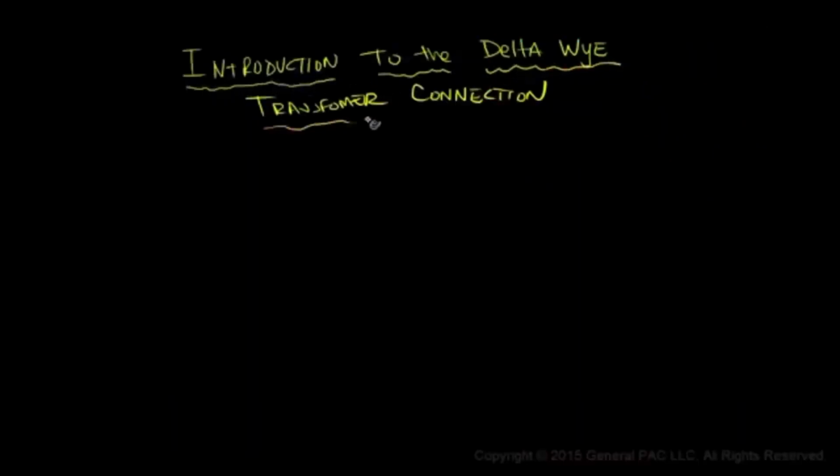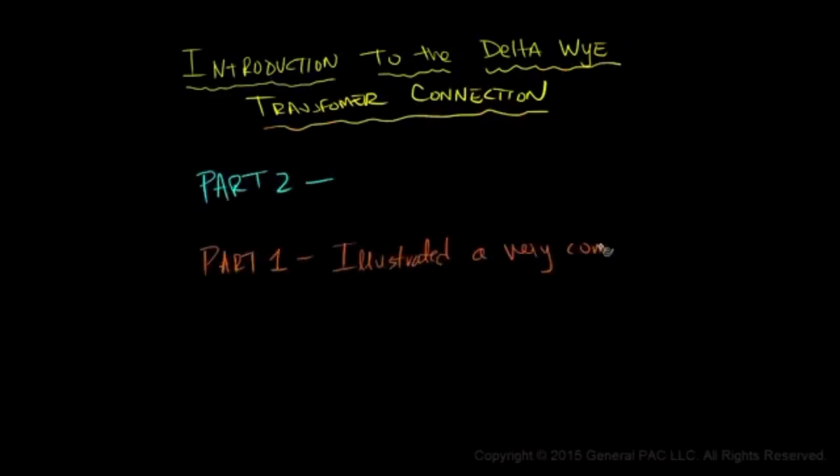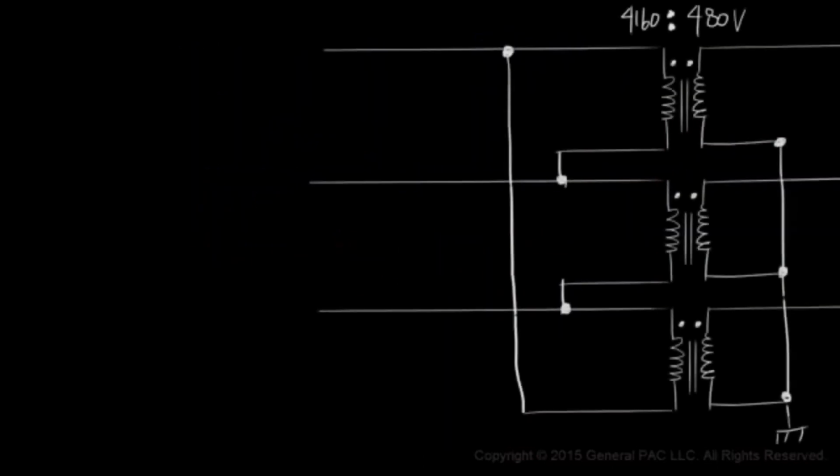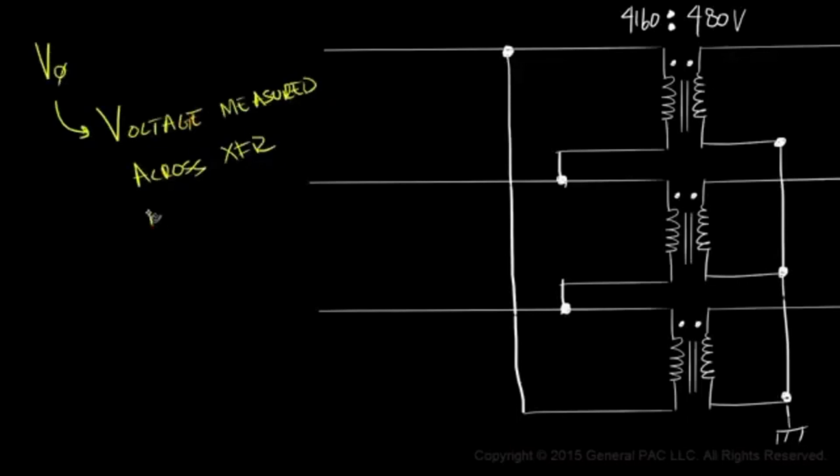Introduction to the delta-Y transformer connection, part 2. In part 1 we illustrated the very commonly used delta-Y transformer connection. In part 2 we discuss the relationship between line to line and phase voltage for delta and Y connection. We understand that phase voltage is measured across the transformer windings, so on the primary the phase voltage is measured across the polarity and non-polarity side.